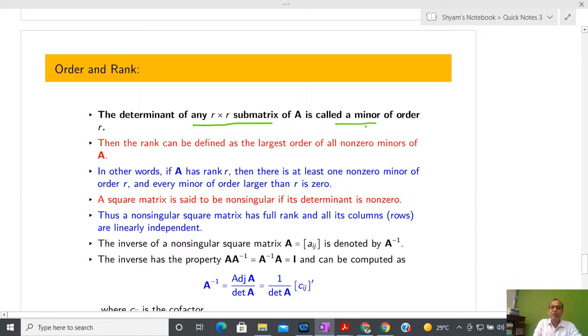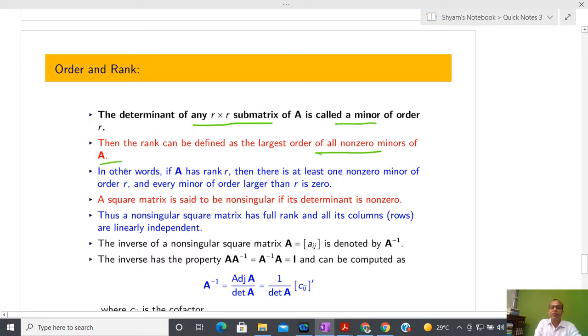Anyone has confusion on this definition? I have just defined it and given it a fancy name. Then the rank can be defined as the largest order of all non-zero minors of A. So whenever we talk about the rank, you look at the minors, and you have to select the largest one, meaning the rank is the order of the largest non-zero minor.